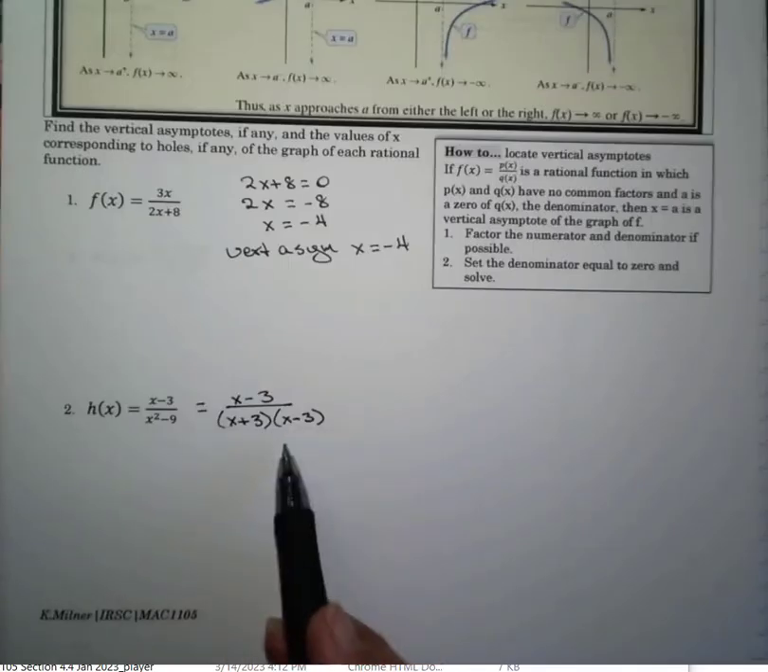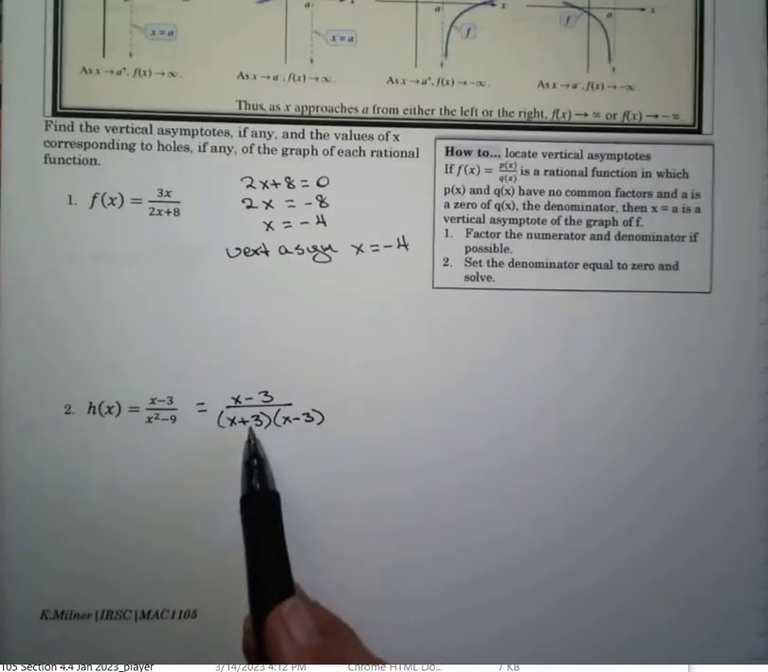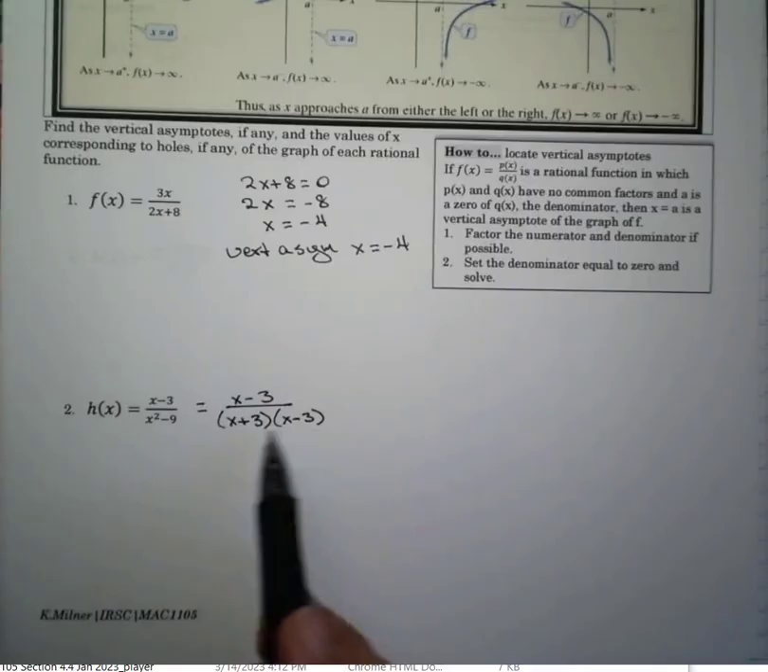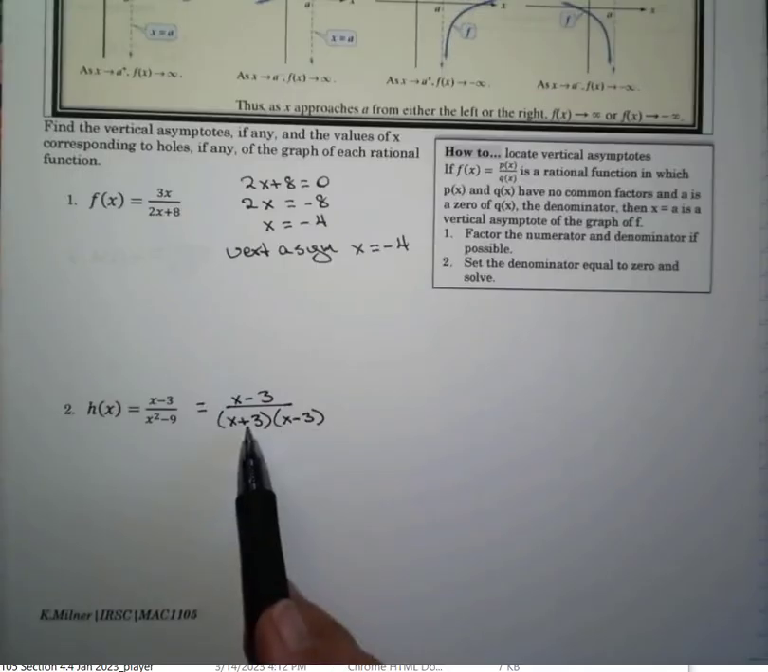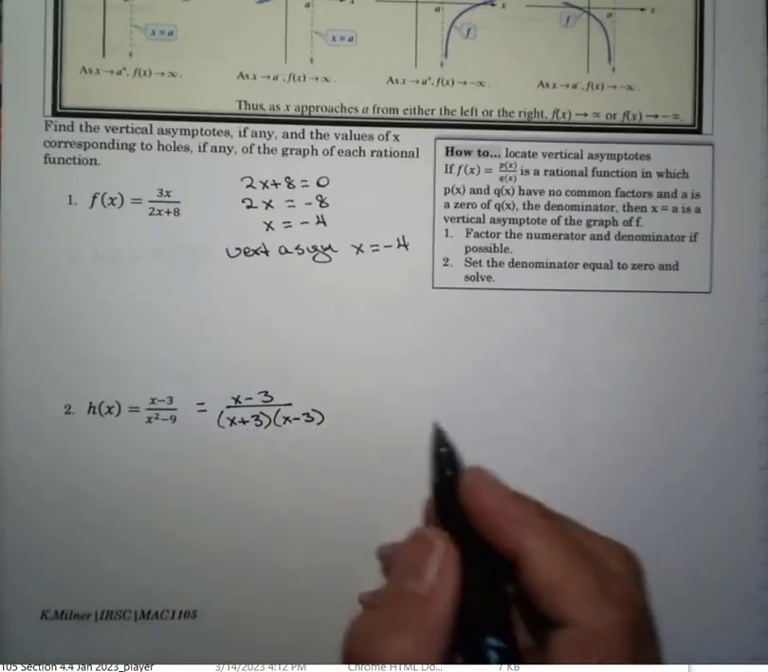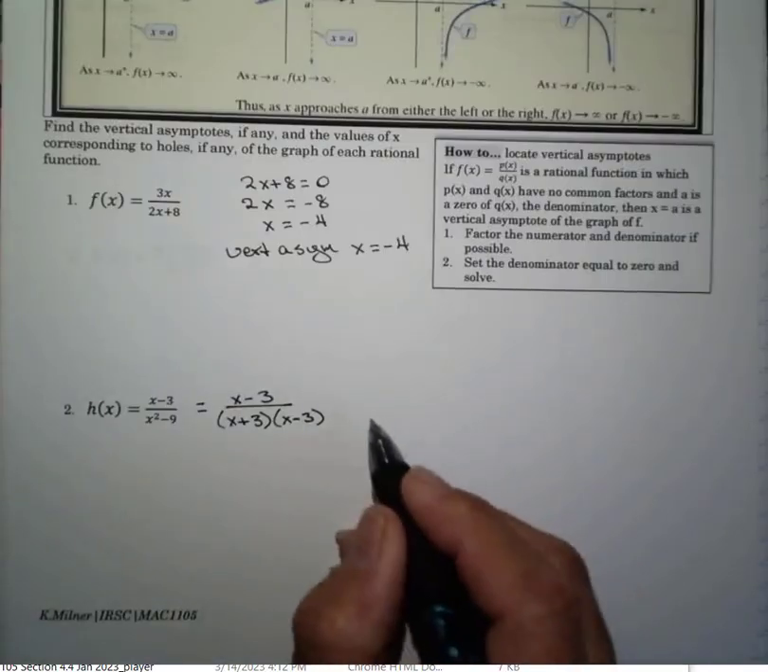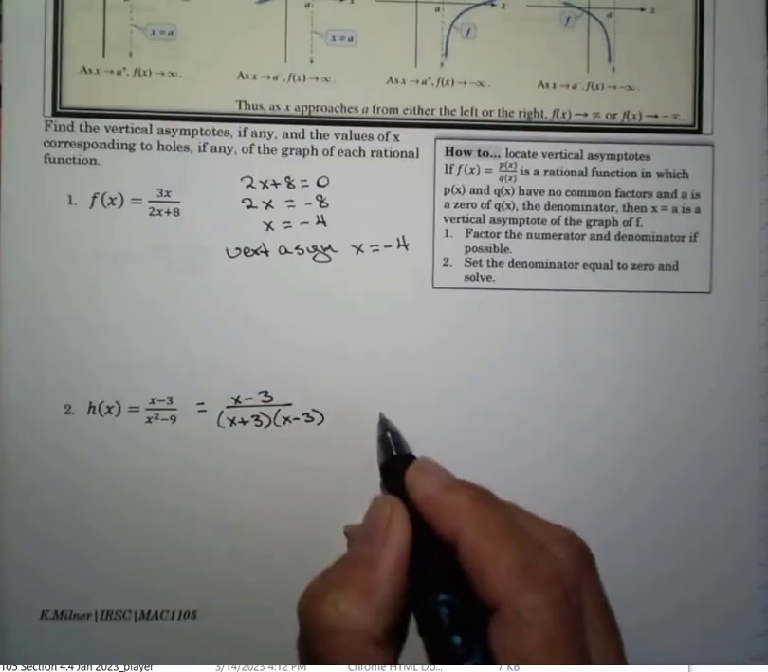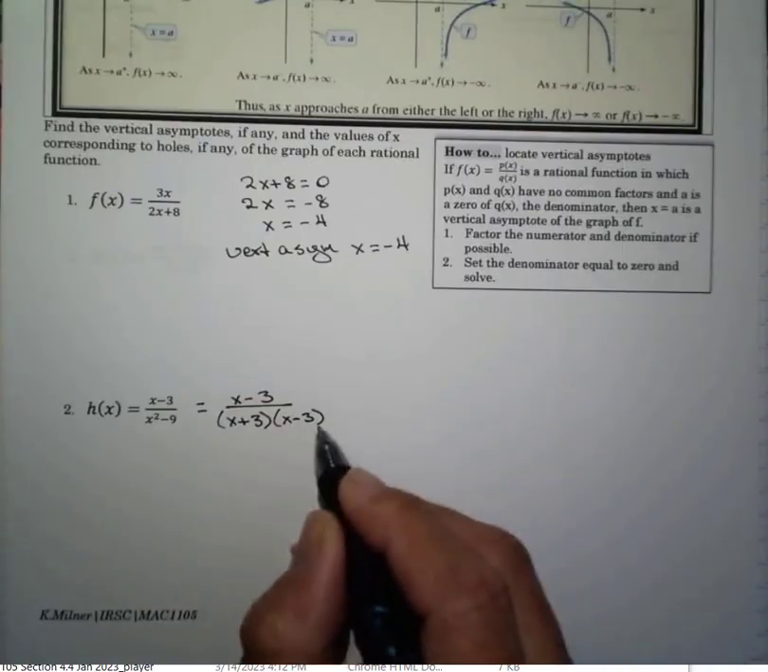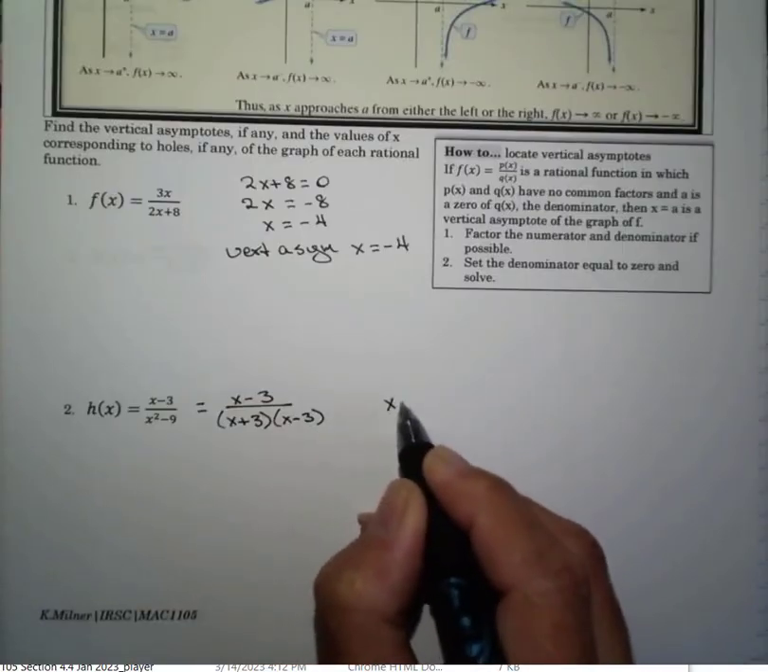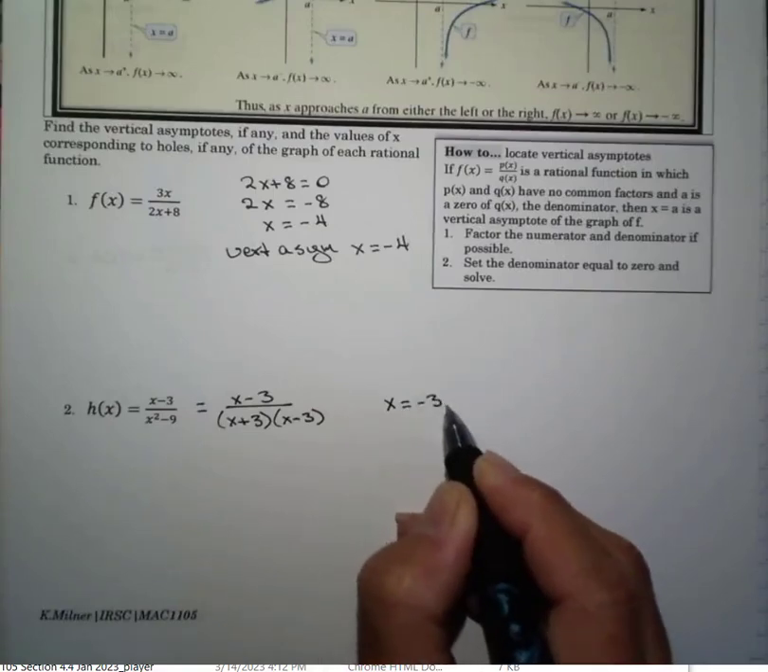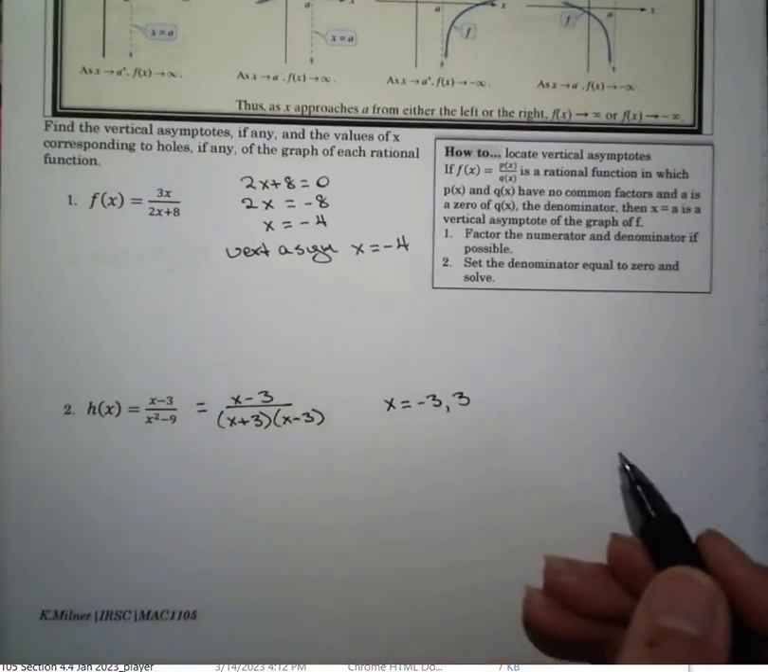Now, I can tell where I'm going to have a vertical asymptote. My vertical asymptote or hole would be wherever x was equal to 3 or negative 3, right? So where I'm going to have possible vertical asymptotes, setting this denominator to 0, I would have x is equal to negative 3 or x is equal to 3.